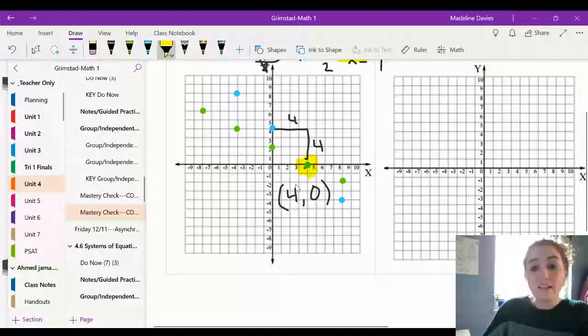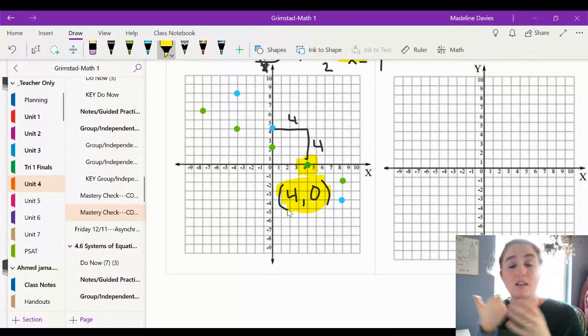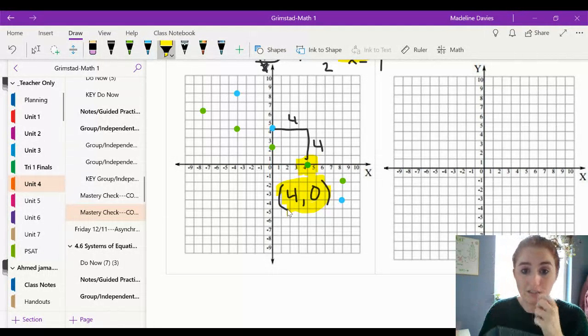To take it one step further, we can decide whether it's infinite solutions, one solution, or no solution. And looking at this, it only crosses in one place. So it's just one solution.